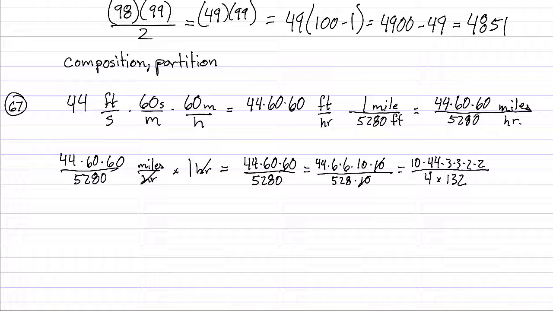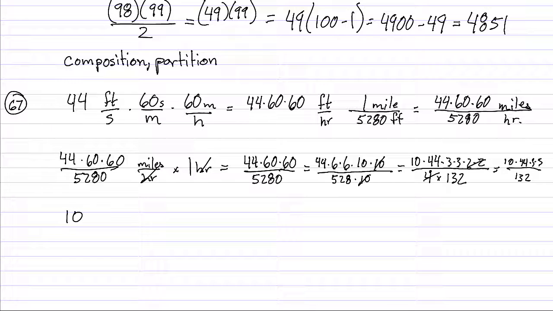Right? And we'll just do that again. 2 times 132 is 264, and 2 times 264 is equal to 2 times 250, plus 2 times 14. Yep, so that would be equal to 528. So now we can cancel those out. So that's equal to 10 times 44 times 3 times 3 divided by 132. Let's rewrite that over here.